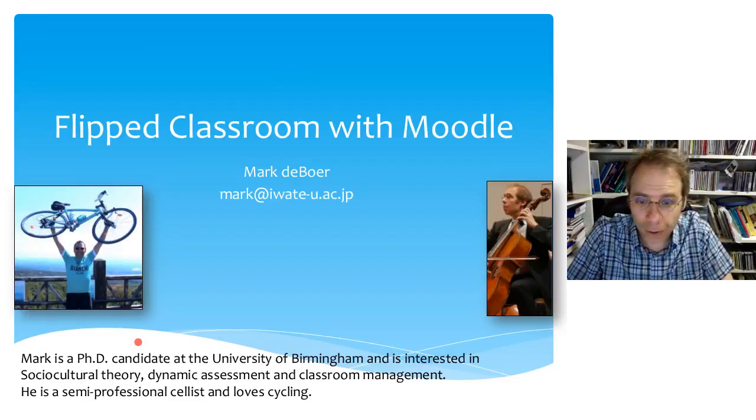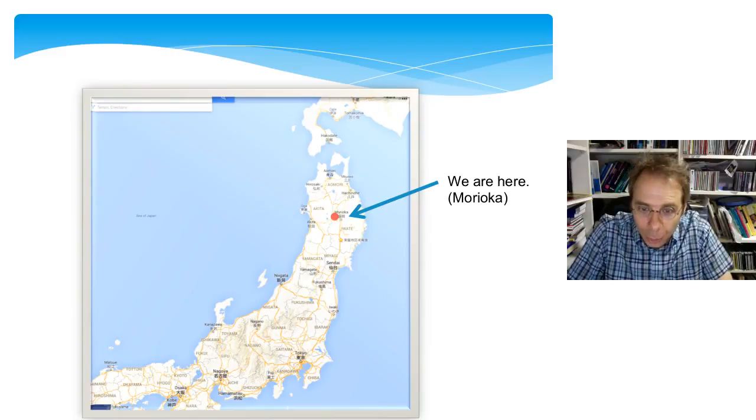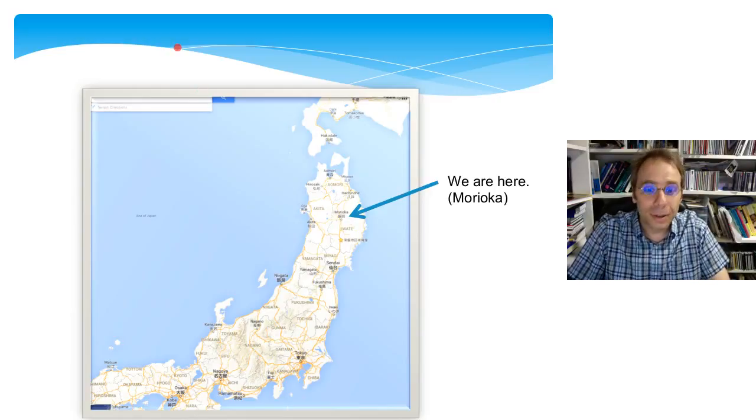Okay, so just a brief where we are. We are up in the northern part of Japan up here. This is where our university is. And we just got word that there was a massive earthquake down here in the southern part of Japan. So we felt it up here a little bit. So hopefully everything's okay.